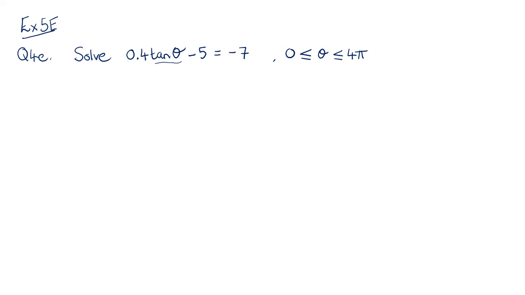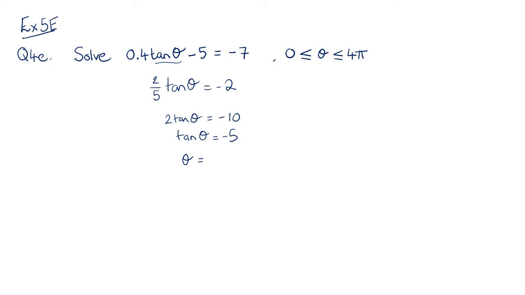The next thing, I need to rearrange this to get it down to tan theta equals something. So I'm going to just change 0.4 into 2/5 so that I can manipulate it without a calculator. And I'm going to add 5 to both sides to give me 2/5 tan theta equals -2. So 2 tan theta is -10. Divide by 2 now, tan theta is -5.